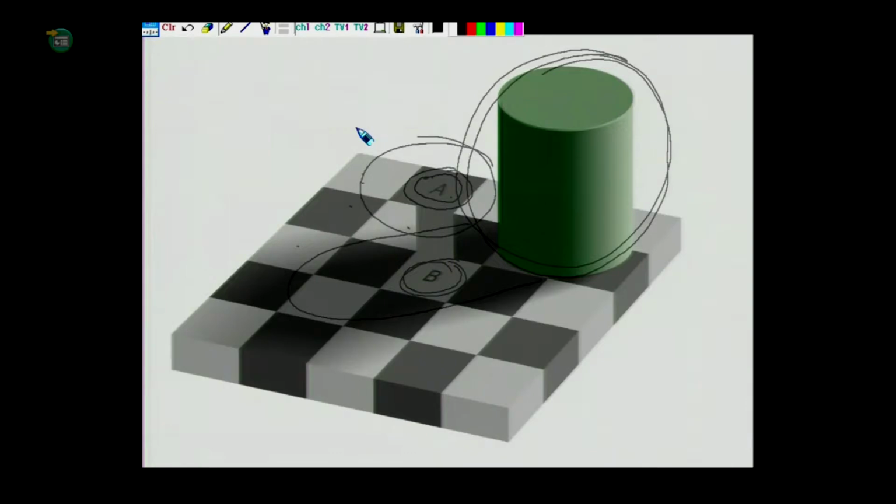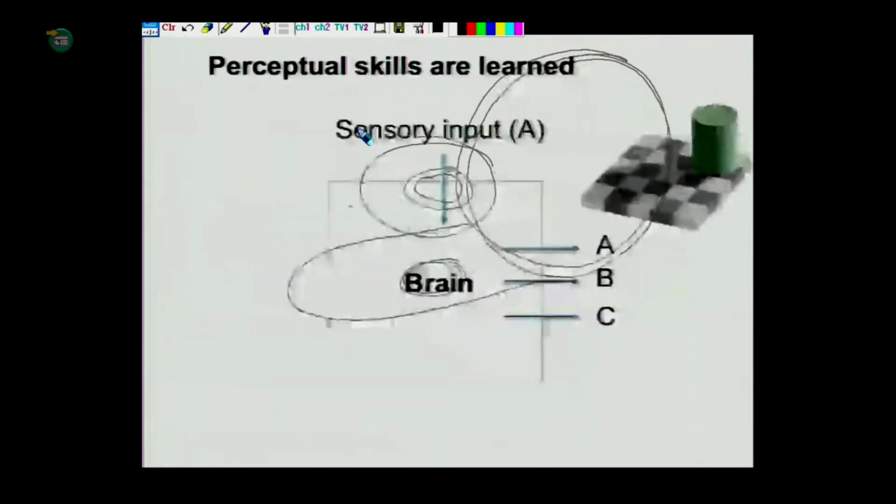So what I'm trying to tell you here is that the way our perceptual skills, the way we perceive the world, is based on our knowledge, is based on our experience. Okay. So again, how do I erase this?